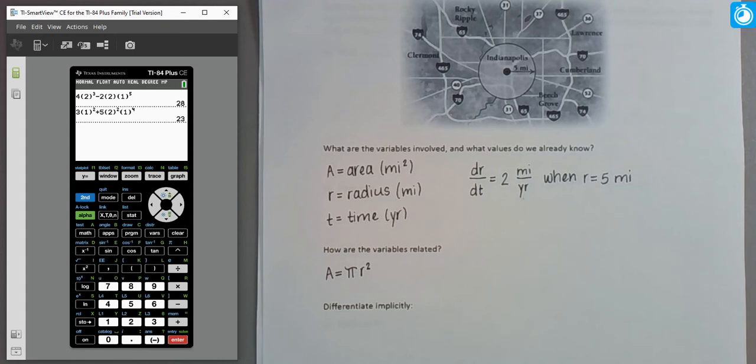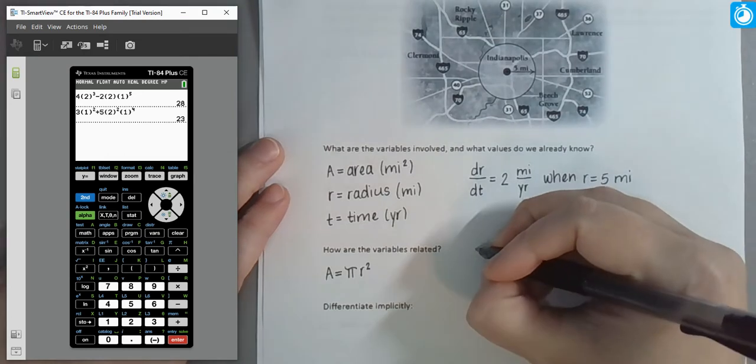Now, notice you don't see t here because the relationship between t and these other two variables is implicit. T is affecting the radius, it's changing over time, and because the radius is changing over time, the area is changing over time as well. So A and R are affected by this variable t, but that variable t is not readily apparent in this problem.